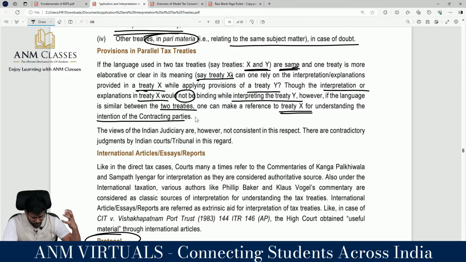The views of Indian judiciary are however not consistent in this respect. There are contradictory judgments by Indian courts or tribunals in this regard.